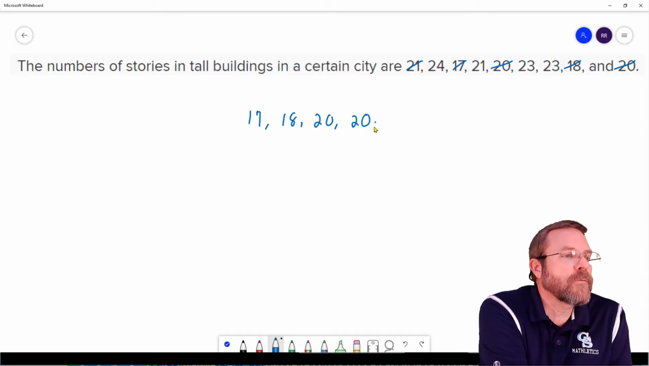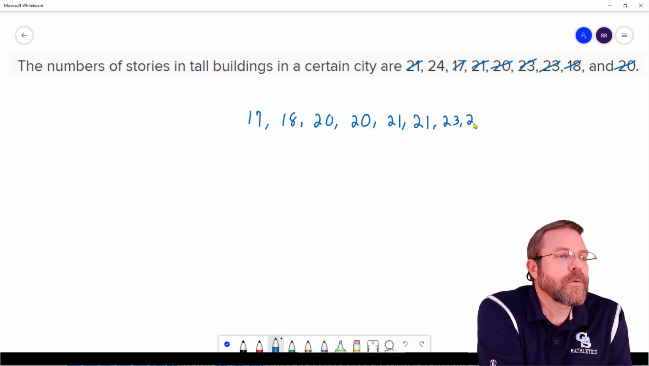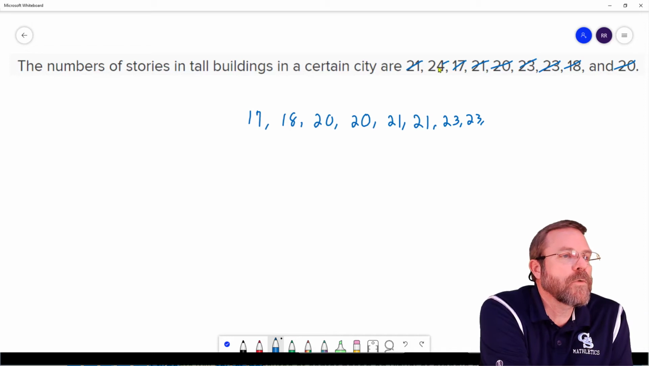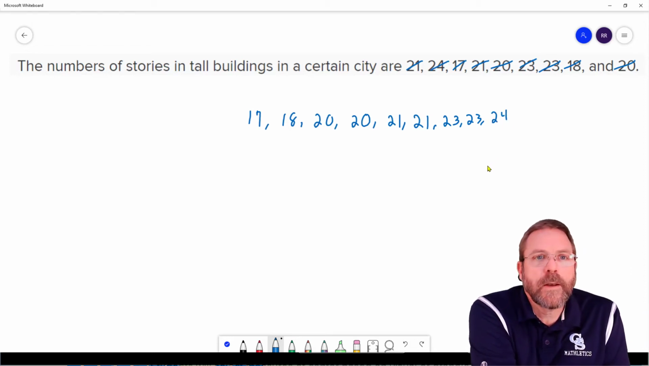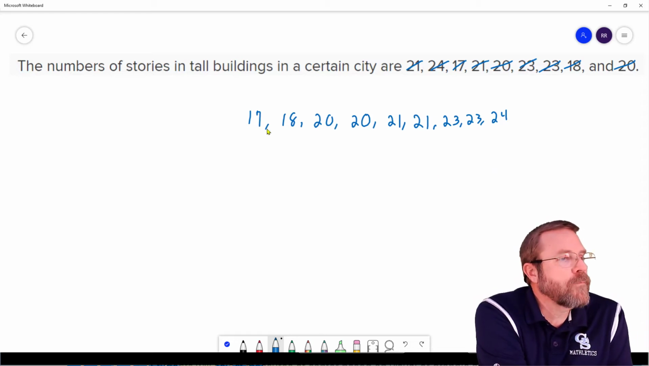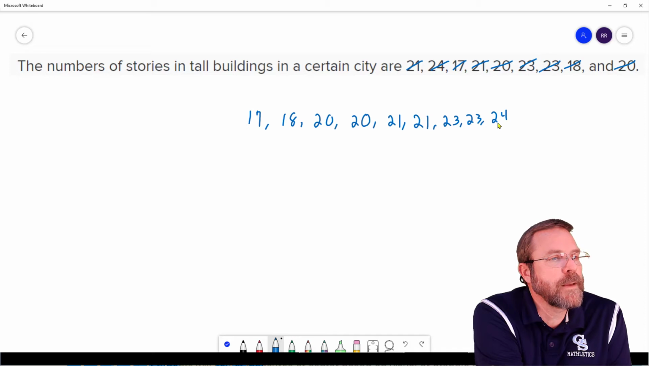My 5th data value is going to be a 21. And I have another 21 right here. And then I have 2 23s. So I'm going to do 23 and 23. And then I have a 24 right there, and that makes up all my data values. Now I'm going to count my data values out. I have 1, 2, 3, 4, 5, 6, 7, 8, 9.